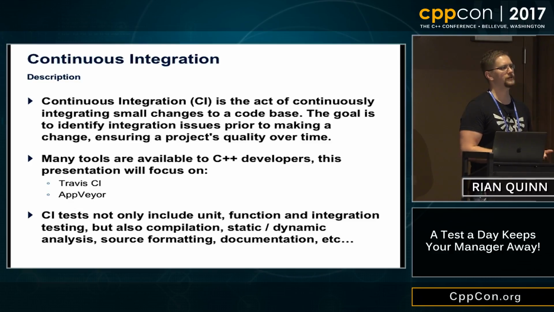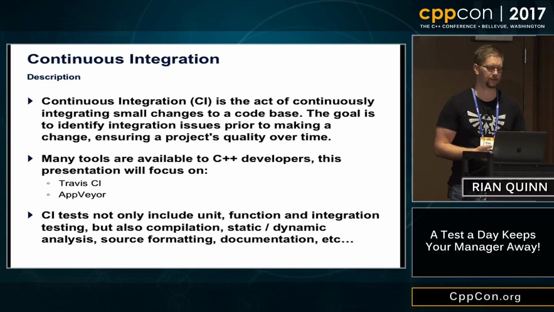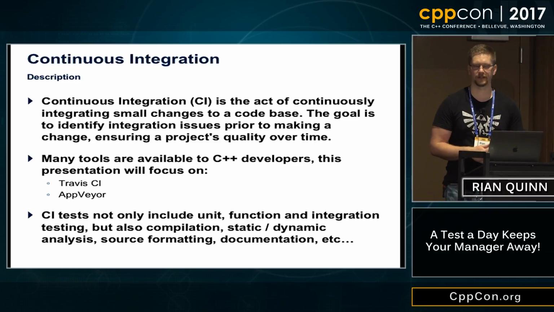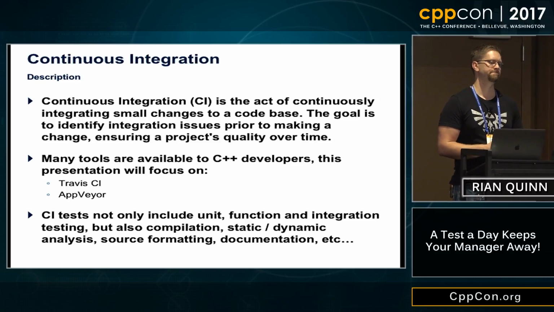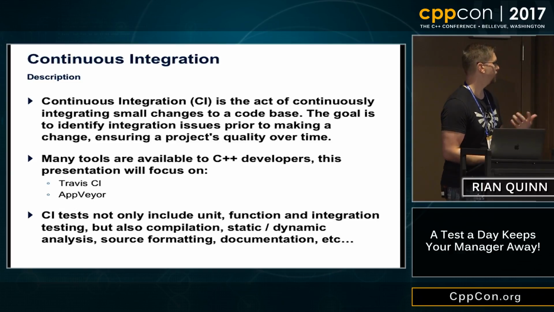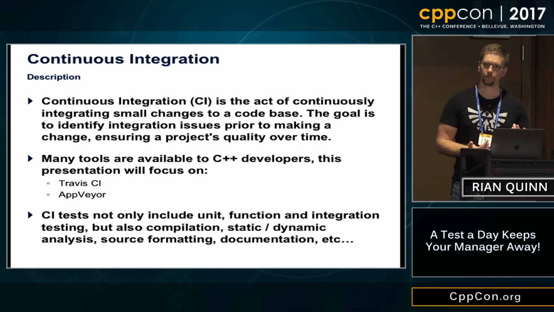There are tools out there that can help us do this. So for example, things like Travis CI, AppVeyor, GitLab, Circle CI, Jenkins. There's a lot of tools out there that you can use. On this project, we're just focusing on Travis CI and AppVeyor because that gets us Linux, Windows, Cygwin, and OS X. But you don't need to use these tools.